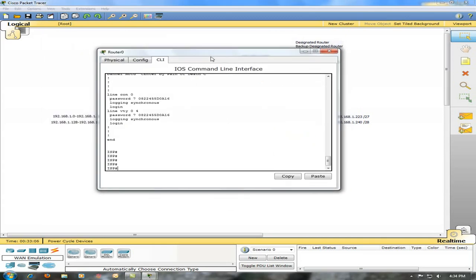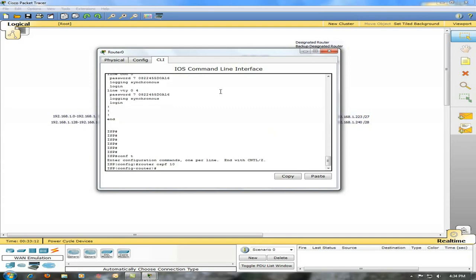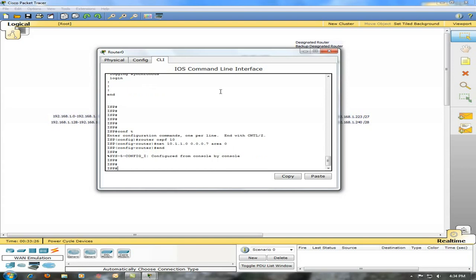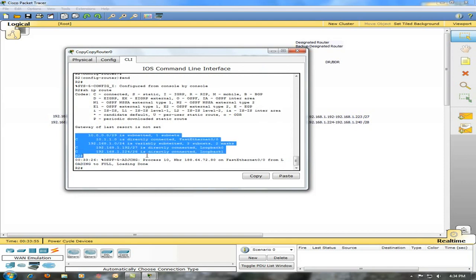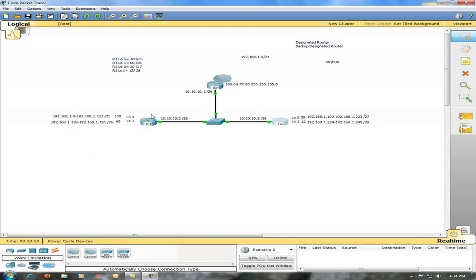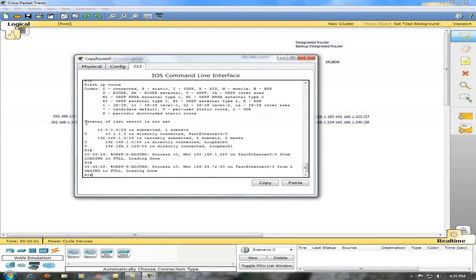And finally the ISP, it needs to route as well. Router OSPF 10, network 10.1.1.0, oops, 0.0.0.7. End. See, they're taking a while. OSPF process number 10, adjacency, so there's no routing table in router 2 or in router 1 yet. Why? Because they took a little while to establish neighbor adjacency.